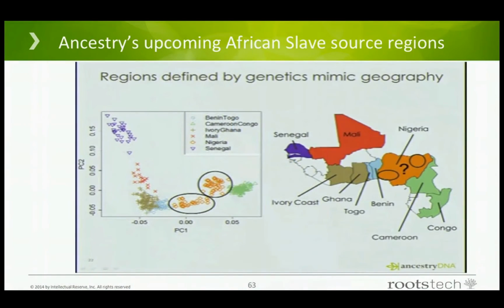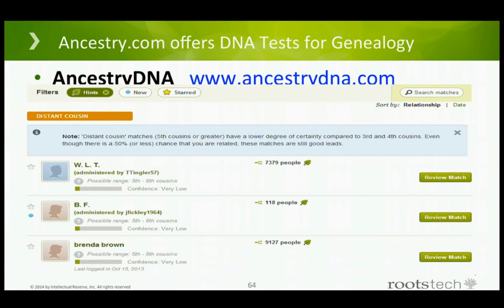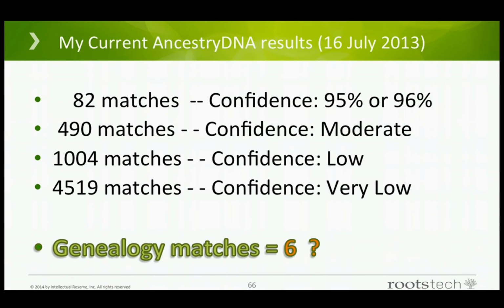This is their regions that they have identified for African ancestry, trying to do sort of what Dr. Kittles is doing to help people with African ancestry figure out which part of Africa their ancestry comes from. And we looked at some of these reports a minute ago. This one's showing with the matches highlighted, so the shaky leaf part. Here are my results from AncestryDNA's tests. I have 82 matches that have 95 to 96% confidence level, 490 that are moderate, 1,004 that are low, and 4,519 matches that are very low. Who wants a job to contact the 4,915? But in their goal to show me genealogy, shaky leaves, they've got 6. So we've got a long ways to go before the goal is achieved.